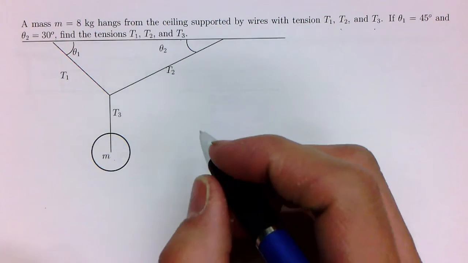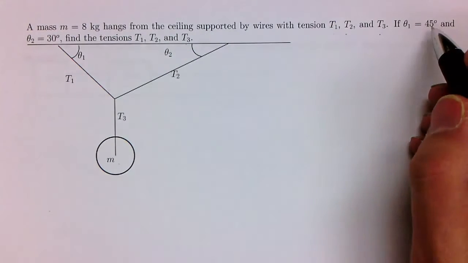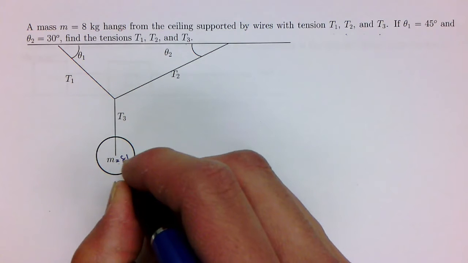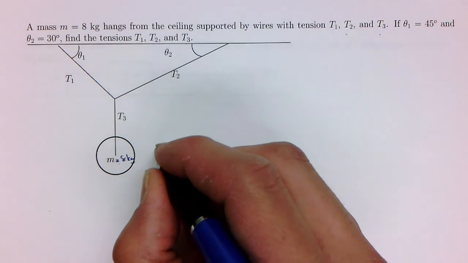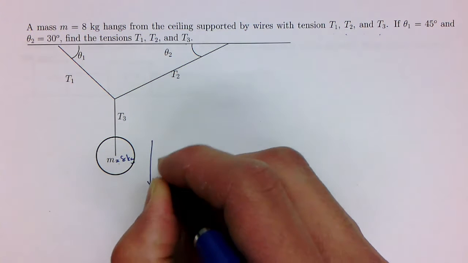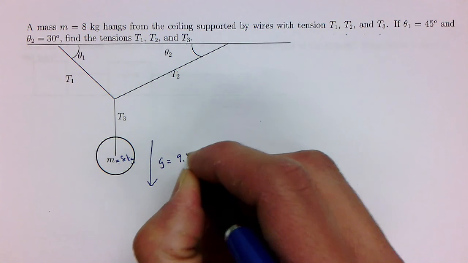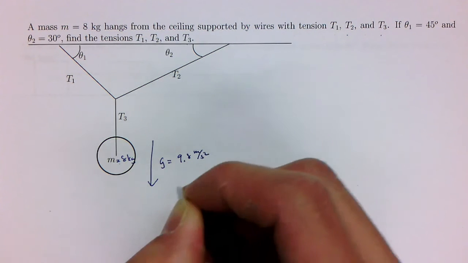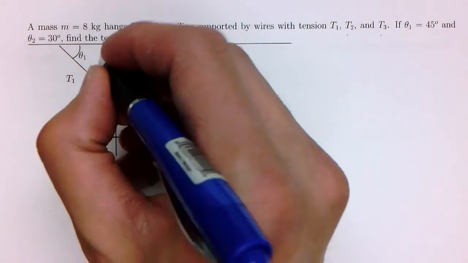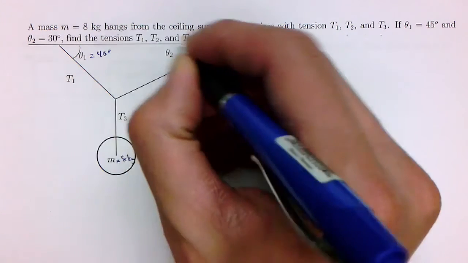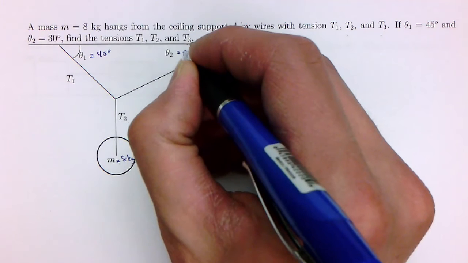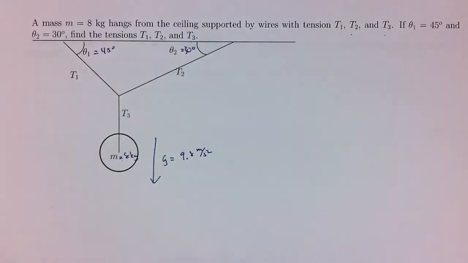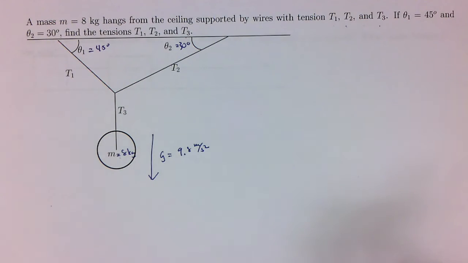Alright, so let's label this thing. The only piece of information this gives us is that the mass is equal to 8 kilograms. The other assumption is that there's gravity here, g, which is equal to 9.8 meters per second squared. And then we also know what the angles are. So theta 1 is equal to 45 degrees, theta 2 is equal to 30 degrees. Alright, so let's draw this thing out.